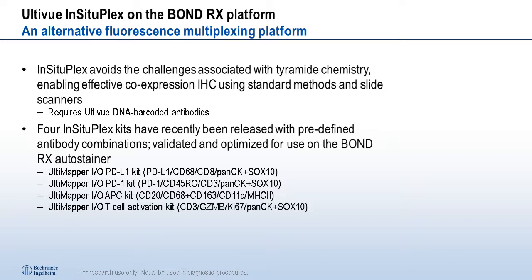They're very willing to custom label antibodies for you and custom develop kits. Although currently there are 4 InSituPlex kits that have been released and are commercially available with predefined antibody combinations, and they've been validated and optimized for use on BondRx autostainers as well. All of these are focused around the immuno-oncology space. So there's the PD-L1 kit, a PD-1 kit, an antigen-presenting cell kit, and a T-cell activation kit.